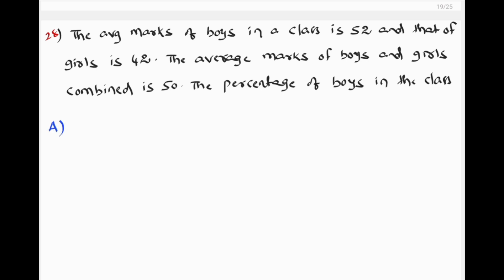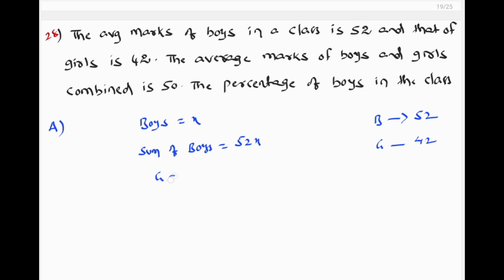So this problem is very tricky one. The average marks of boys in a class is 52. And the average of girls is 42. We don't know the number of boys, so I am taking it as x. The sum of the marks of boys is average 52 times x, so 52x.